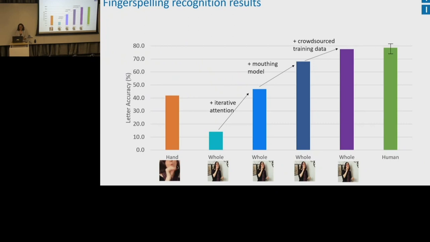Just to show you the progress that we've made over the last few years, we started out with fingerspelling accuracies that were around here, and over the years we've developed ways of zooming in on the hand, using mouthing that helps indicate the fingerspelling as well, and incorporated our crowdsourced data. In the end, by the time that Bowen graduated, we ended up with an accuracy that was fairly close to the average accuracy of several humans that we tested on this data set. So we're pretty pleased with progress on this task.